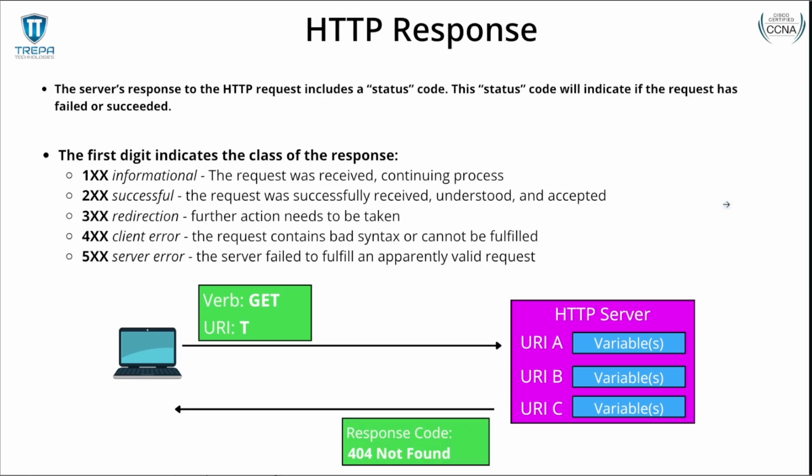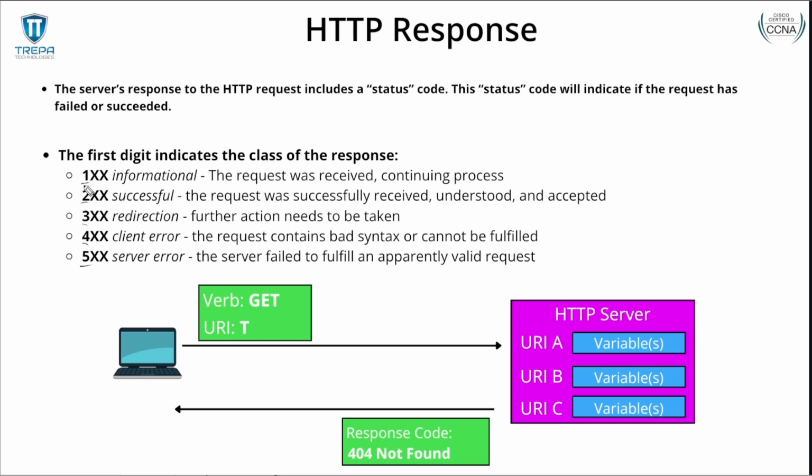Now let's go over the HTTP response. So the server's response to an HTTP request is always going to include a status code. This status code will indicate if the request has failed or succeeded. So what you're going to want to know here is just the first digit, and there's other codes. There's like 200, 201, 404. We're not going to write those out specifically. They easily can be Googled, but for the exam, we just need to know what this first digit means. You got to memorize this.